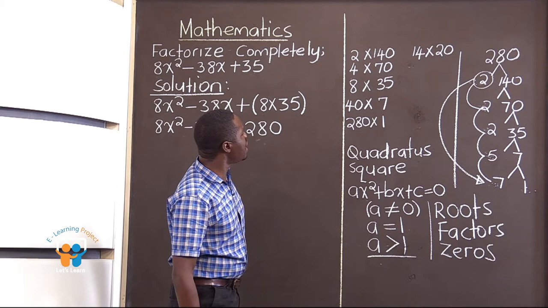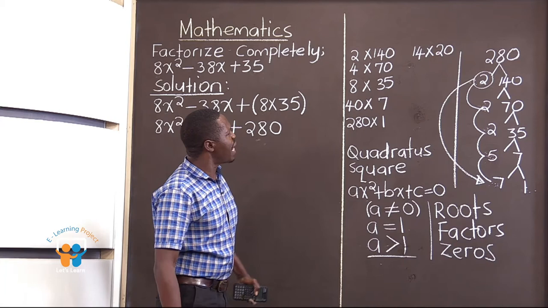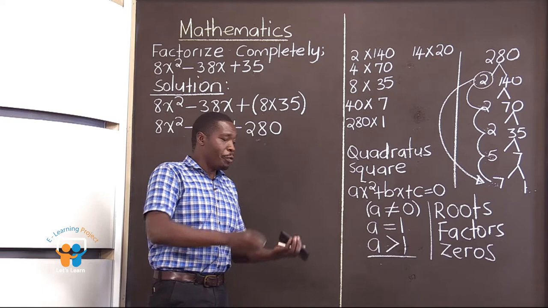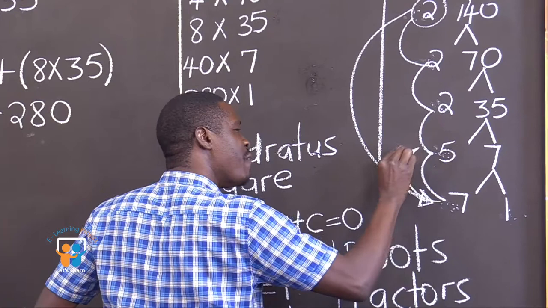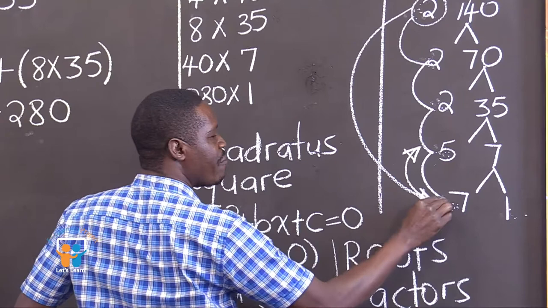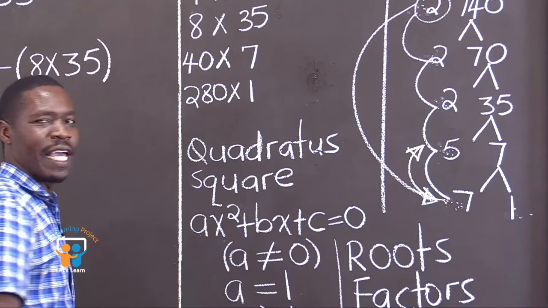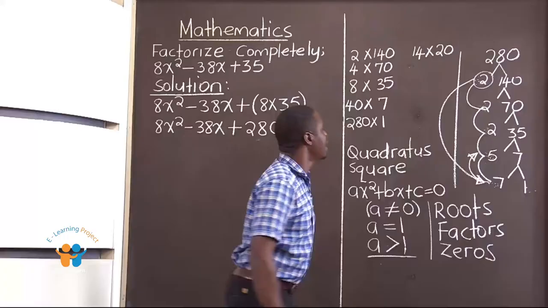Is there a possibility of adding a 14 plus a 20 and you get a negative 38? No, it's not there. So what do we do? Now, after getting the first one and this 7, we bring in the first one, the 7, and then we bring in the 5 as well. So that we have a 2 times a 7, that is a 14. A 14 times a 5, what do you get? We get our 70.